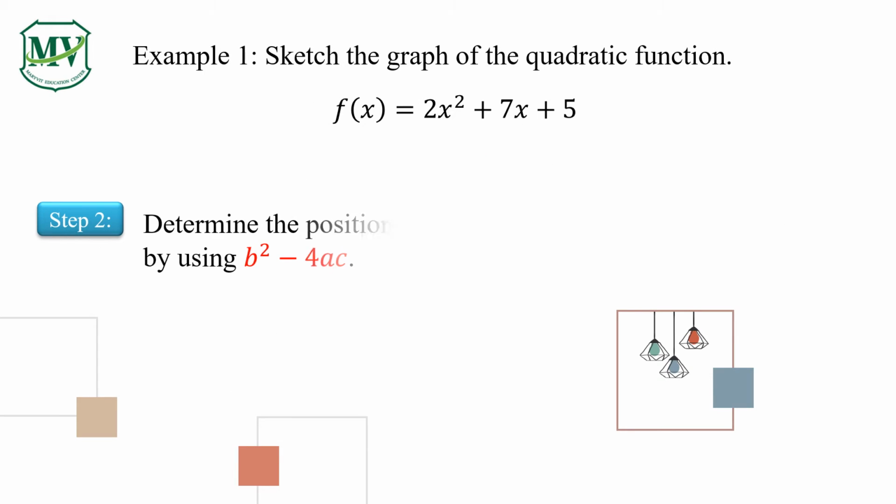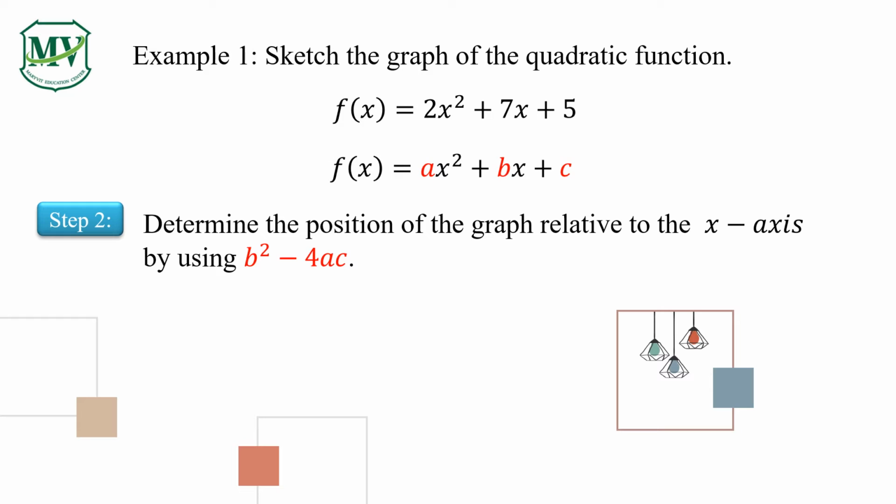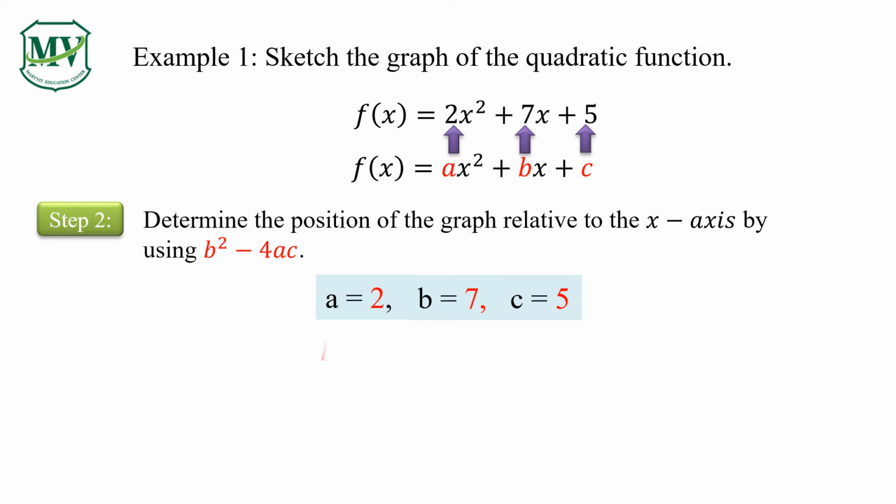Step number 2. Determine the position of the graph relative to the x-axis by using b² − 4ac. To find the value of b² − 4ac, we need to get the value of a, b, and c. From the given quadratic function, the value of a is 2. The value of b is 7. The value of c is 5. Replace the value of a, b, c.